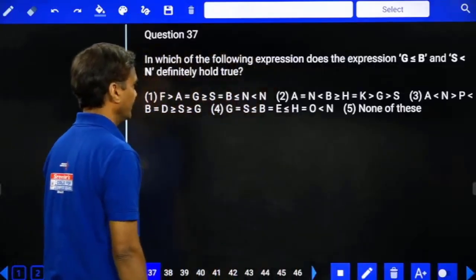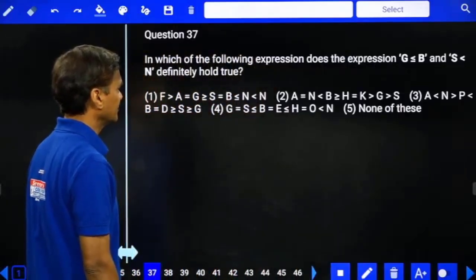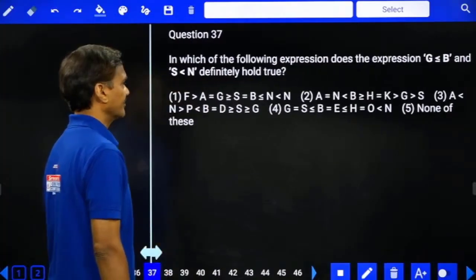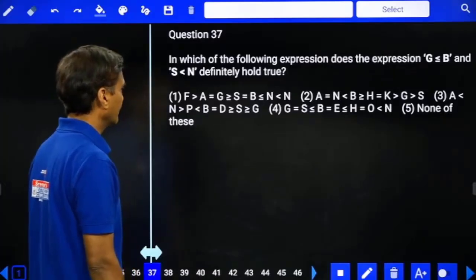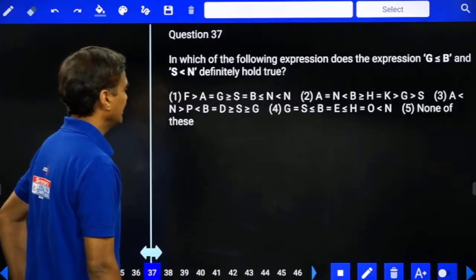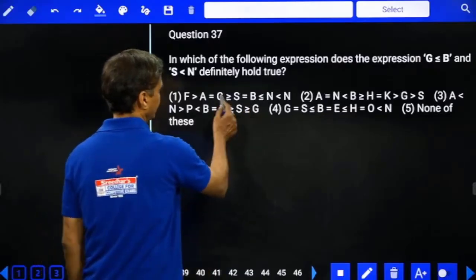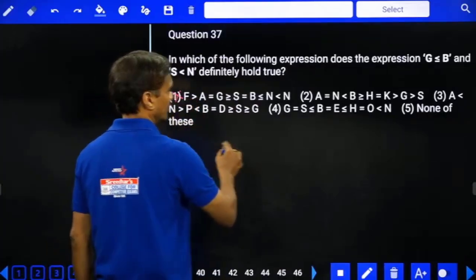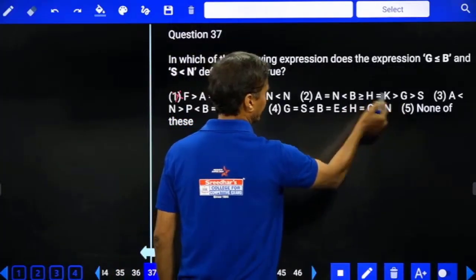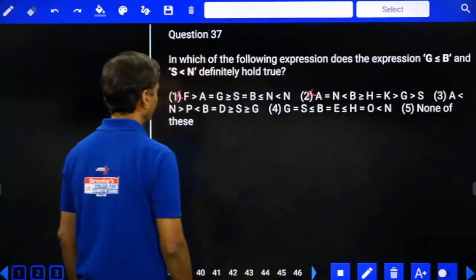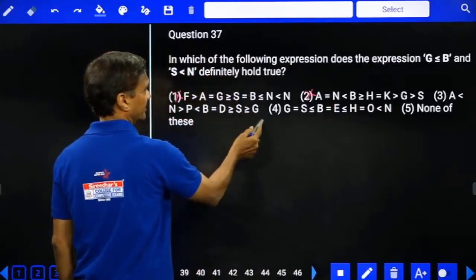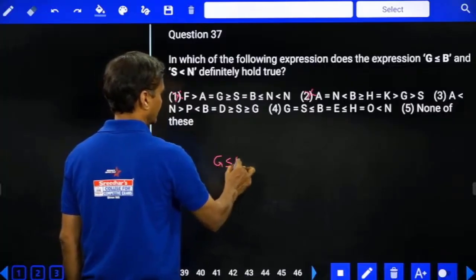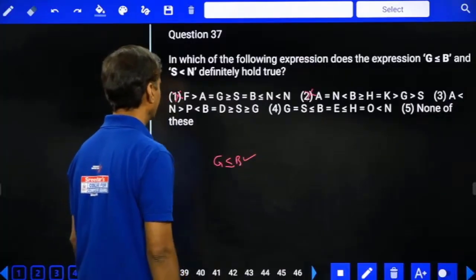Which of the following expressions does the expression G lesser than or equals to B and S lesser than N definitely hold true? Now, what should we get? We should get G lesser than or equals to B. Now, here G greater than or equals to B, that is false. Choice 1 cannot be your answer. Choice 2, between B and G, B greater than G but not equal to. And third one, between B and G, B greater than or equals to G is true. That is G lesser than or equals to B, fine. Clear? In choice 3, we have got G lesser than or equals to B.